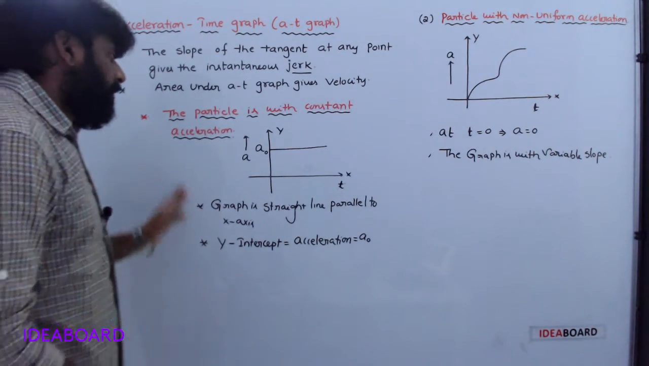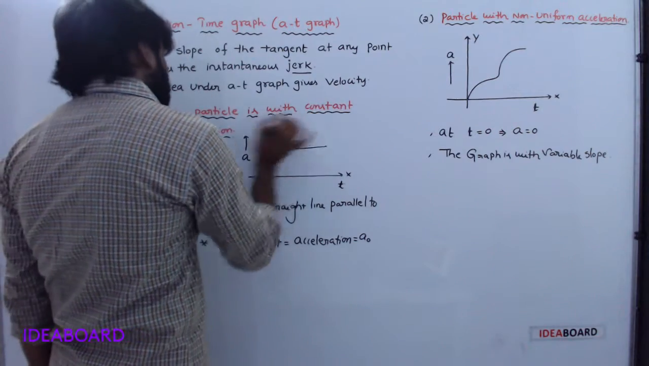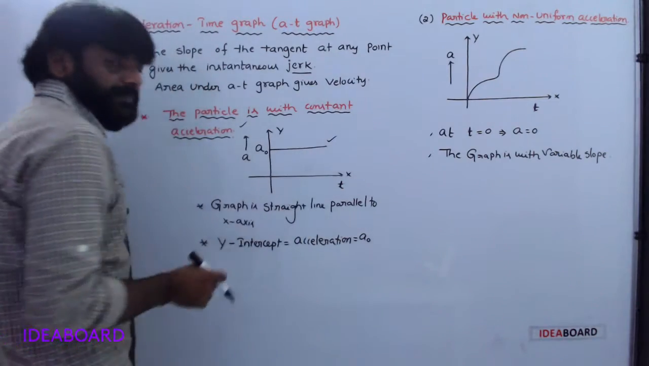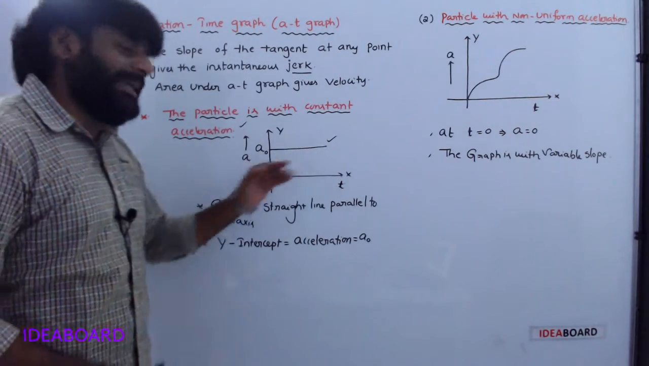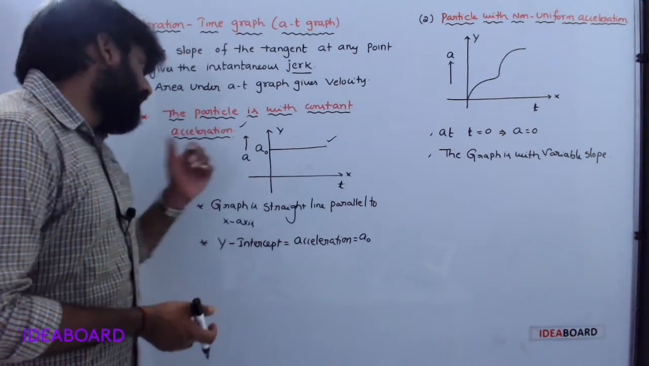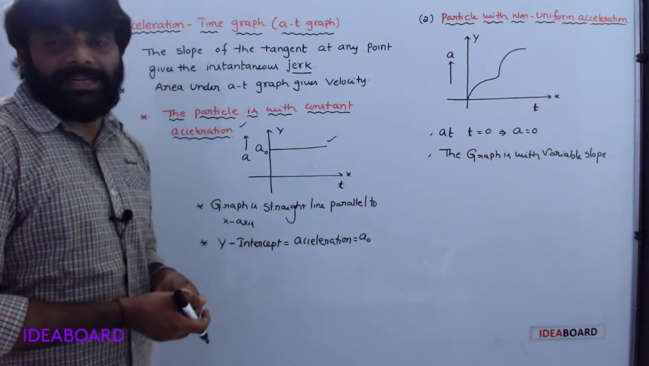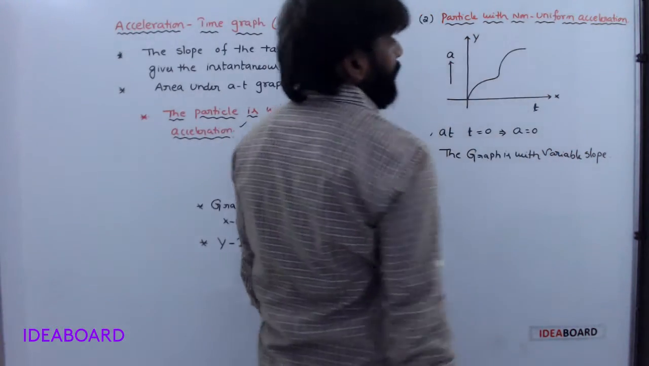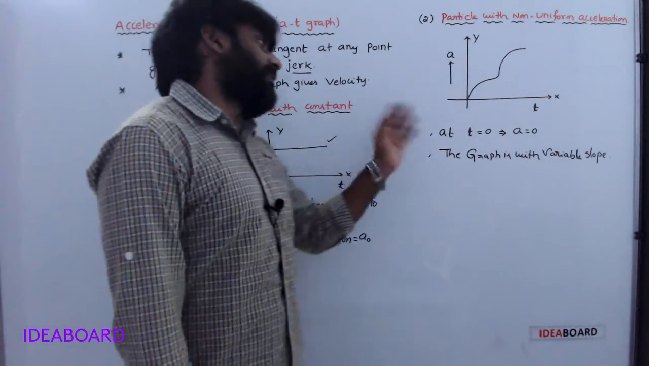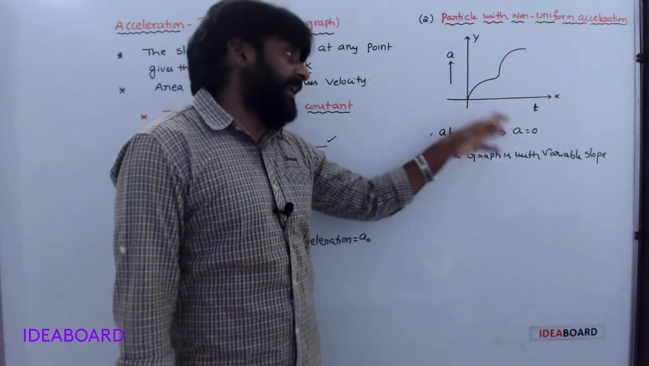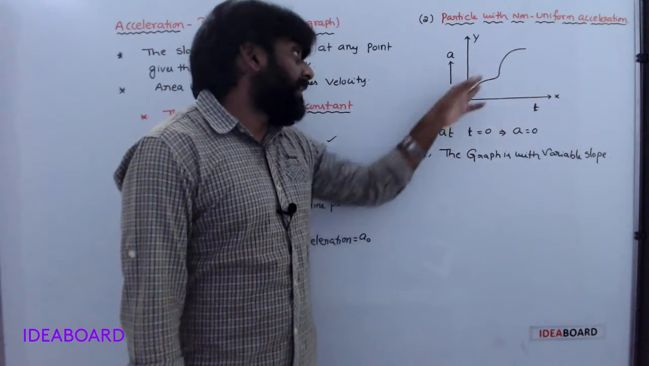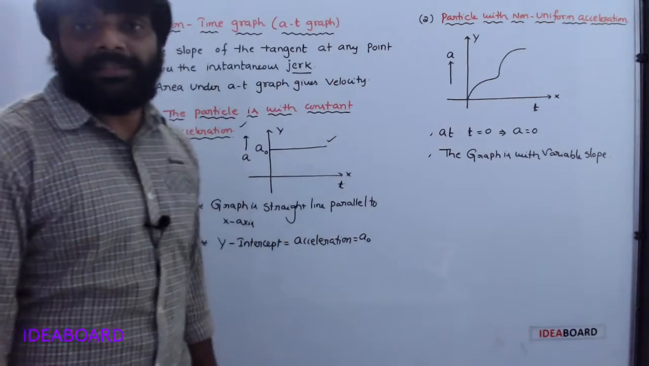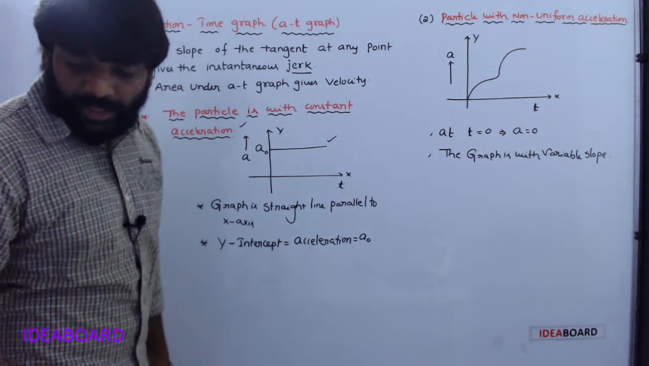Now, first one, the particle with constant acceleration. Constant acceleration means the graph is a straight line parallel to the x-axis. Here the y-intercept is the acceleration, a0. Next, particle with non-uniform acceleration. At t equals 0, it starts from 0 acceleration. Here in this graph the slope is variable. Understood? Slope is variable.